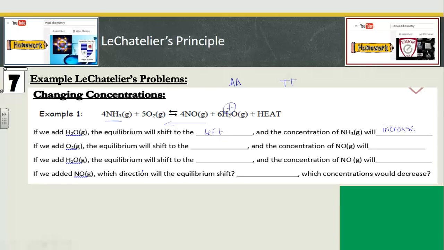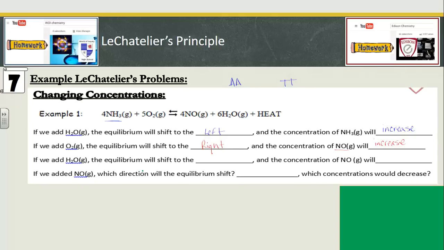If we add O2, we're going to shift away from what we added, and the equilibrium will shift to the right. And the concentration of NO, which is over here, will increase. Because whatever you shift toward, the concentrations increase, and whatever you shift away from, the concentrations decrease.